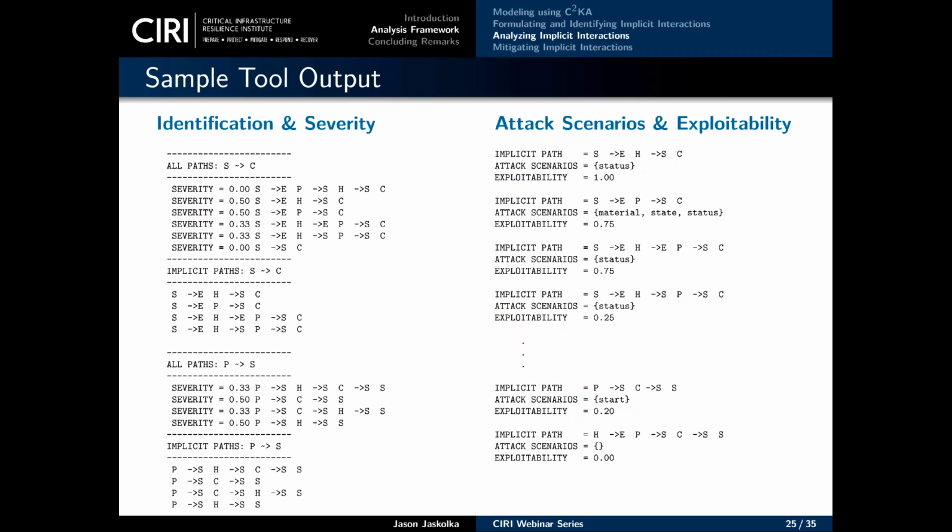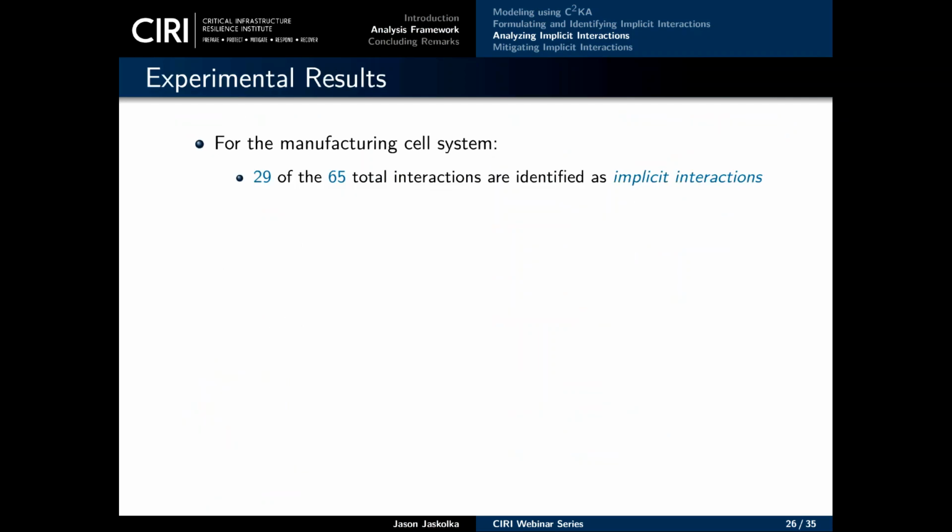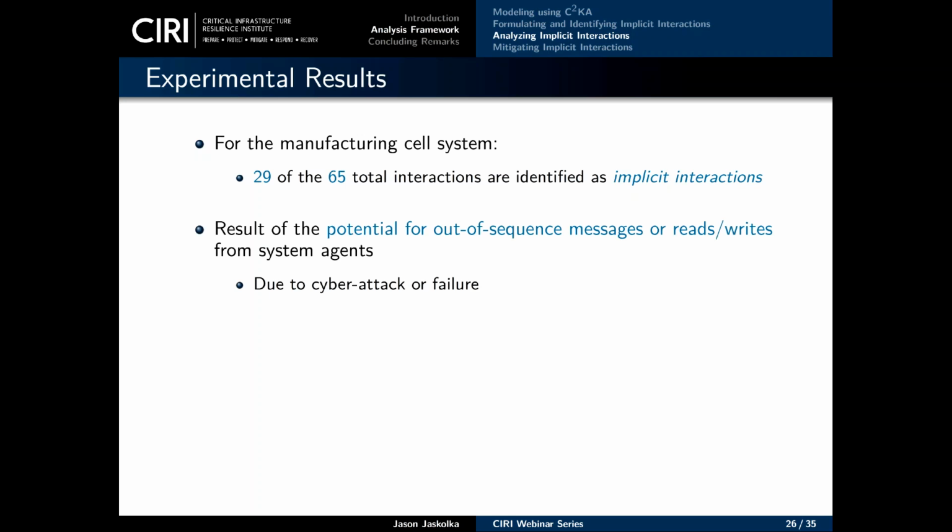So out of this entire example of the manufacturing cell, we find, after using our tool to run the experimental results, that 29 of the 65 total possible interactions in the system are in fact implicit interactions. And the reason that these can exist is that there's this possibility for out-of-sequence messages or reads and writes to shared variables from the system agents.